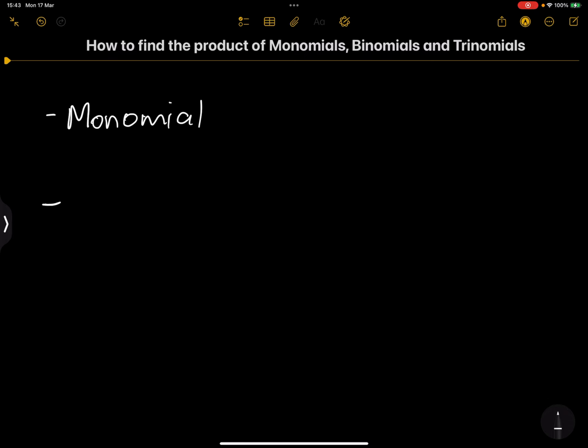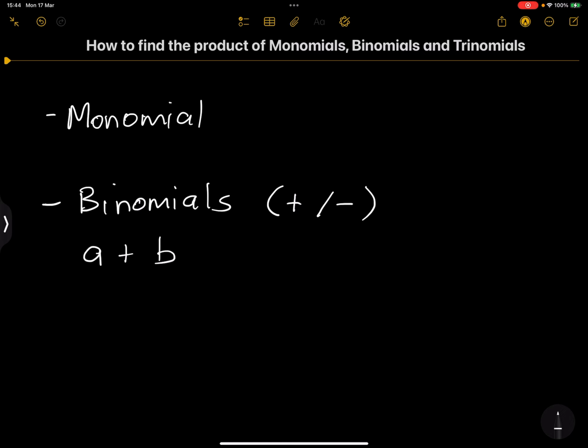So we also have a binomial. Now remember that terms can only be separated by a plus or a minus sign. So if I've got a plus b, that becomes a binomial because now the two terms are separated by a plus sign. But remember, if I had ab, this would still be a monomial because there is no plus or minus sign in between. So if I have just a plus and a minus, then I know that that separates terms.